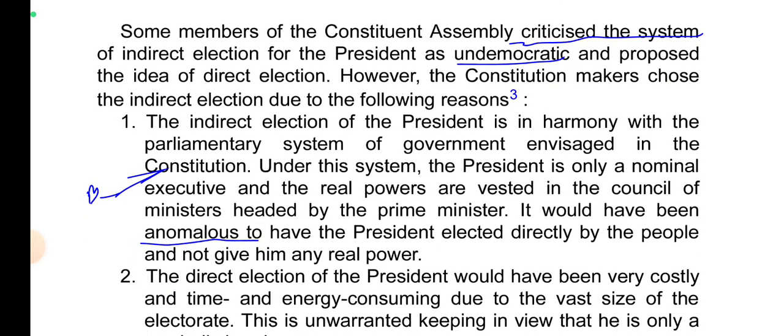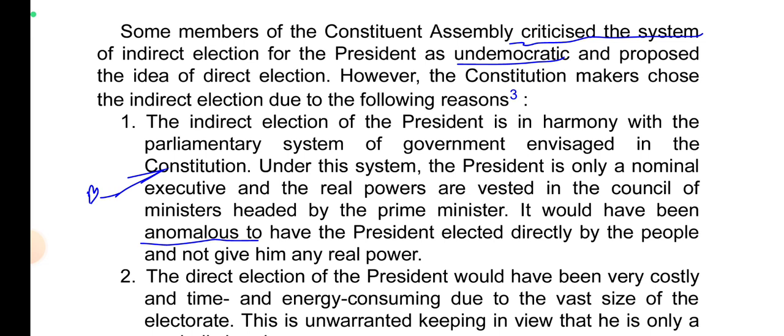Some members of the Constituent Assembly criticized the system of indirect election for the president as undemocratic and proposed the idea of direct election. However, the constitution makers chose the indirect election due to the following reasons. The indirect election of the president is in harmony with the parliamentary system of government envisaged in the constitution. Under this system, the president is only a nominal executive and the real powers are vested in the Council of Ministers headed by the Prime Minister.